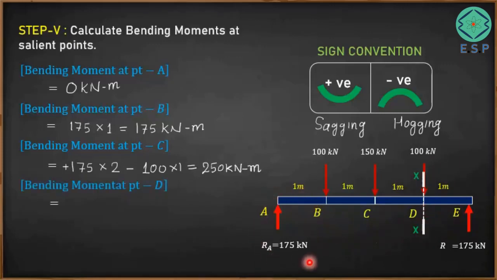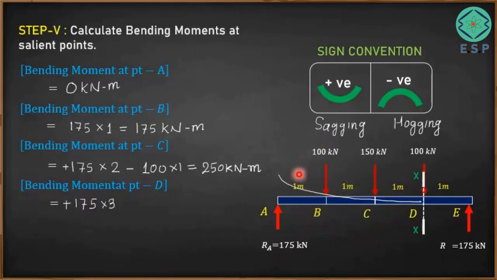So now the bending moment caused by 175 kilonewton at D will be 175 times 1, 2 and 3. So 175 times 3 meters, and your beam is going to bend something like this, which is sagging of the beam, so it is positive. It is going to be plus 175 into 3.